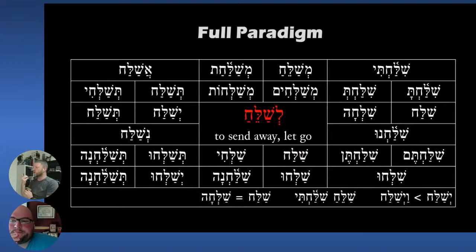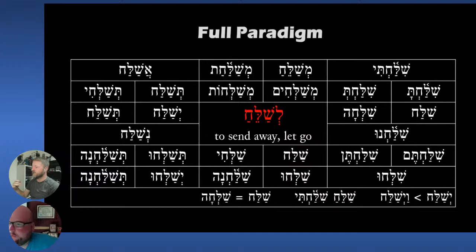Shilachta instead of shalachta. Okay, the kal participle is going to be sholeach, and the piel is, I'm sorry, mishaleach. Mishaleach, feminine, mishalachat, instead of sholachat in the kal. Mishalchim instead of sholchim. Mishalchot instead of sholchot.